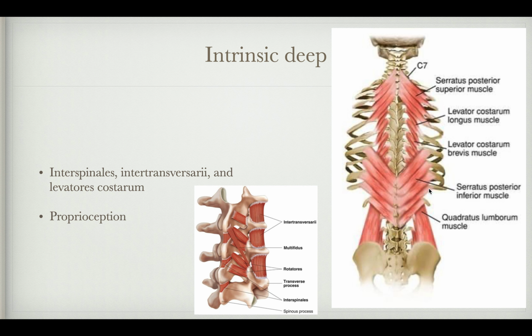Going even deeper are the intrinsic deep muscles, and these are the interspinales, which are right here, the intertransversarii, which are right here, and the levatores costarum. So those lie in between the ribs, and they function more as organs of proprioception.